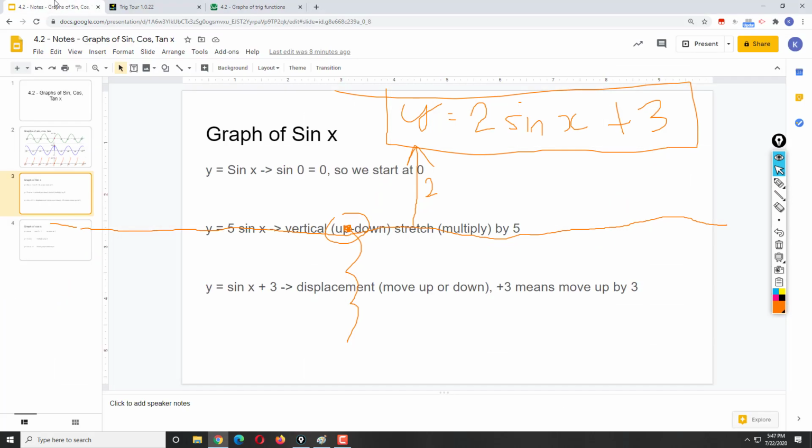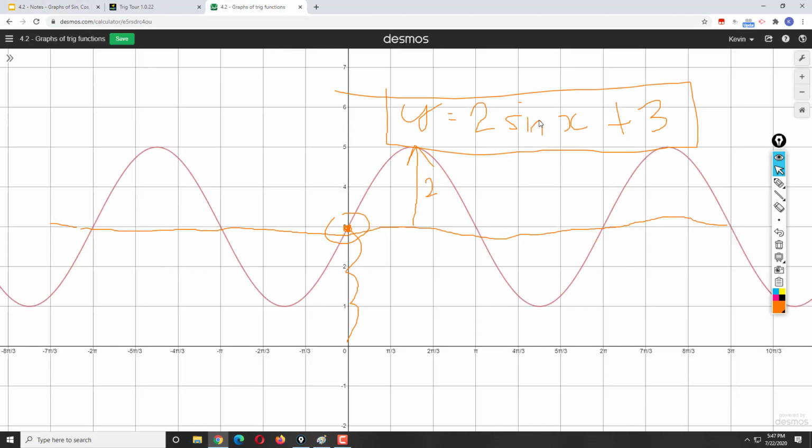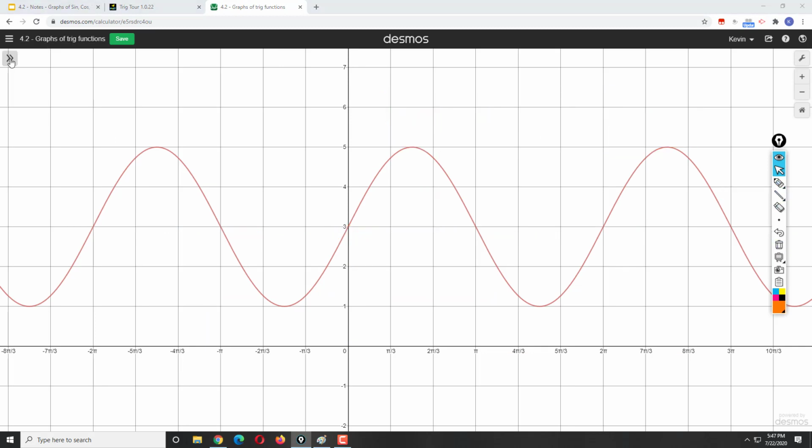To summarize, we know it's sine because it starts at 0. If we have something like 5 sine x, that means we're multiplying by 5. If we have something like sine x plus 3, that means we're moving the whole graph up by 3. So this is y equals 2 sine x plus 3. Next graph.